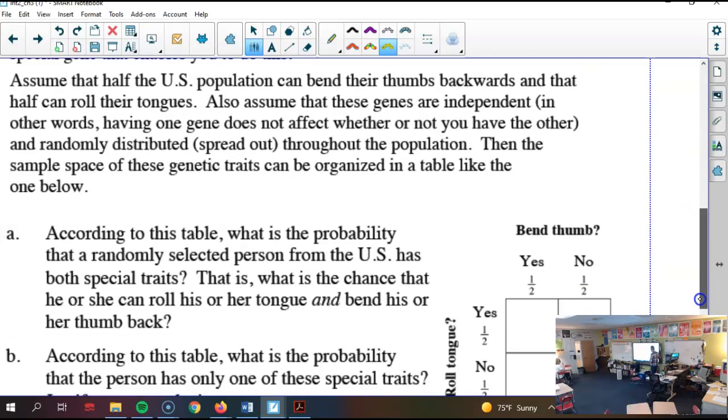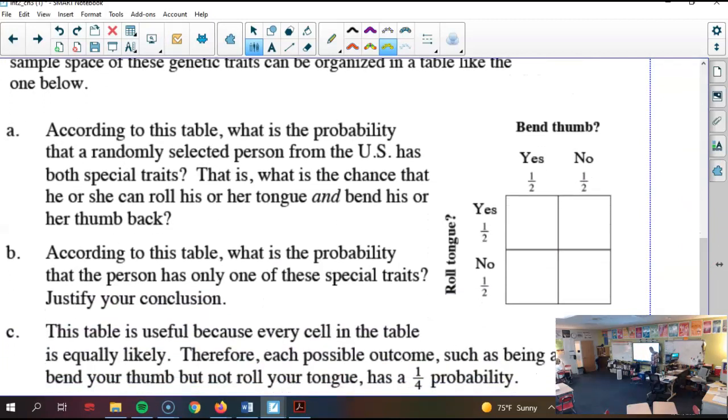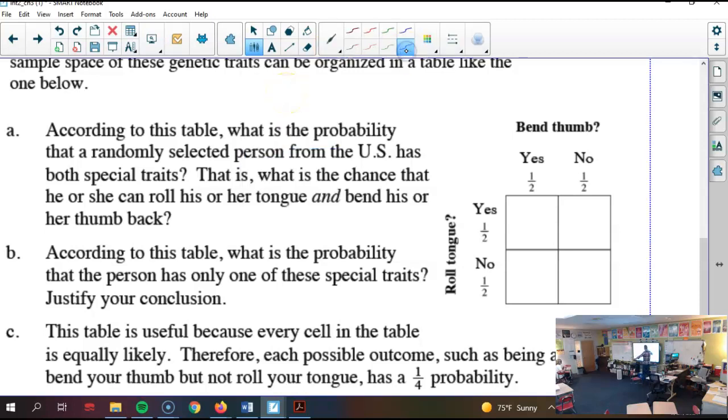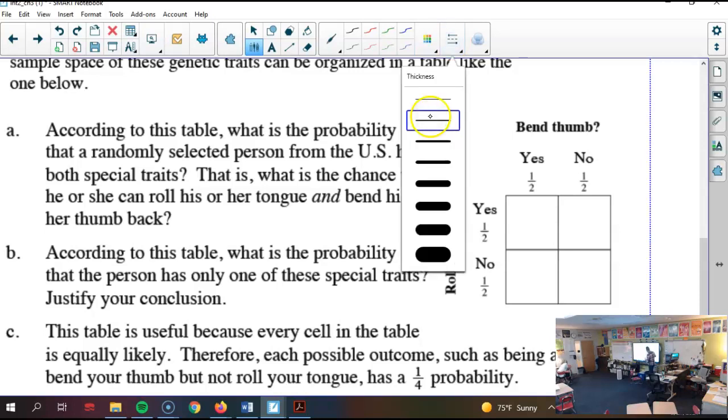So let's say we want to track the probability of somebody being able to do both: they can roll their tongue and bend their thumb backwards. How did we say we're going to calculate "and"? Multiply, right? Hypothetically, let's say half of people can and half of people can't, just to make our life easy. What's a half times a half? A quarter.